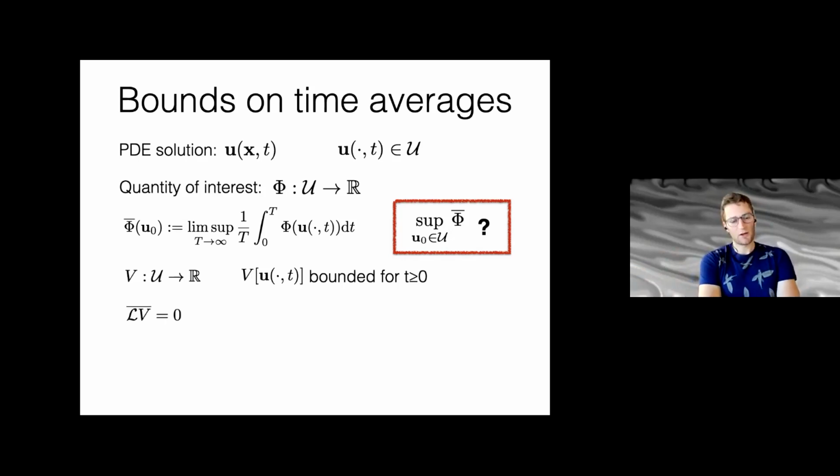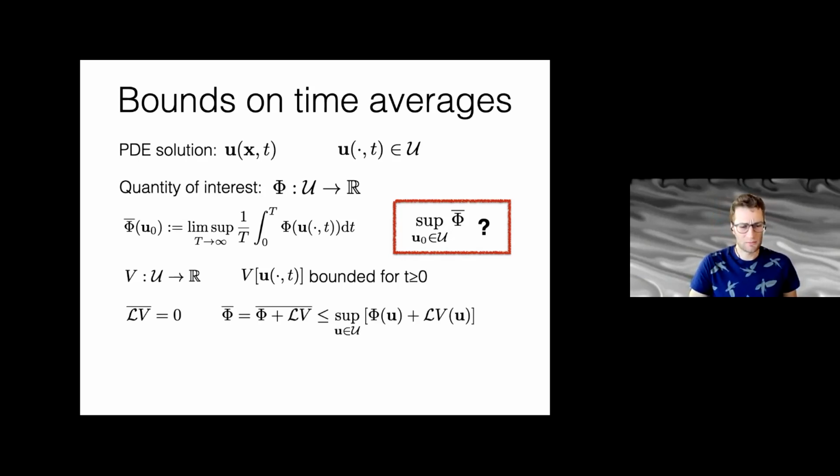So the functional LV, this is the Lie derivative of V along solutions, right? LV is just this functional that has the property of agreeing with the time derivative of V along PDE solutions. And its infinite time average along solutions is 0. It's not hard to show that if you have a quantity that's bounded forward in time, the infinite time average of its time derivative must vanish.